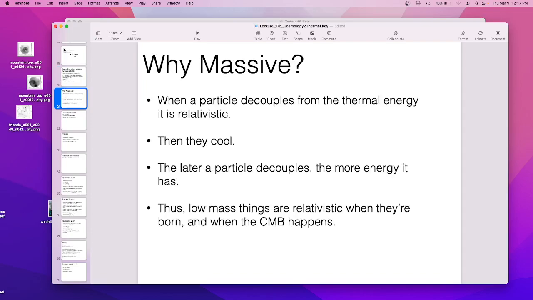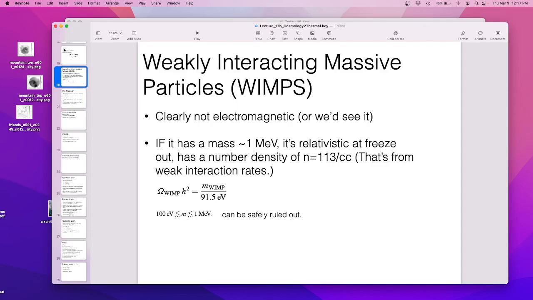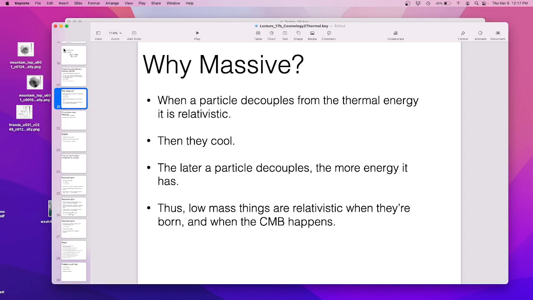Why massive? So we talk about weakly interacting massive particles. The weakly interacting is important and massive is important. So why do they have to be massive? They have to be massive because when a particle decouples from the thermal energy, it is relativistic right away. And then the universe expands, and remember how I said the momentum goes down with a.